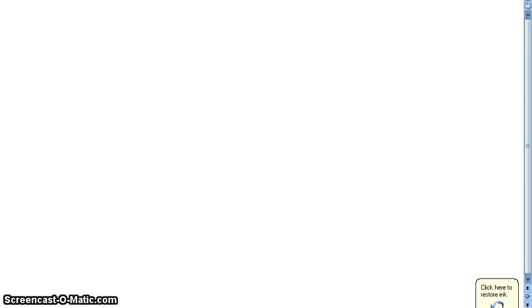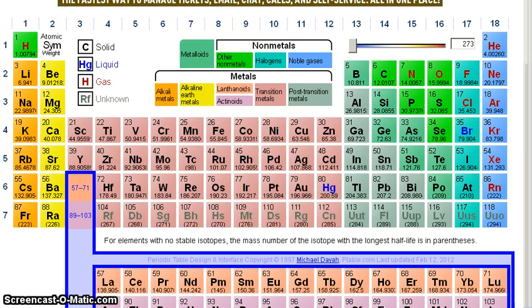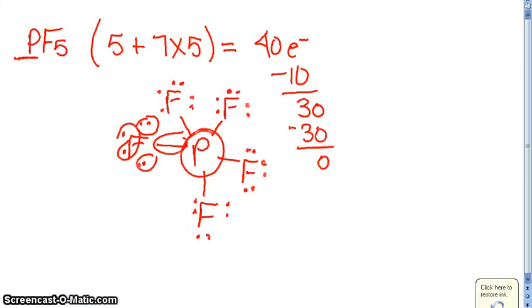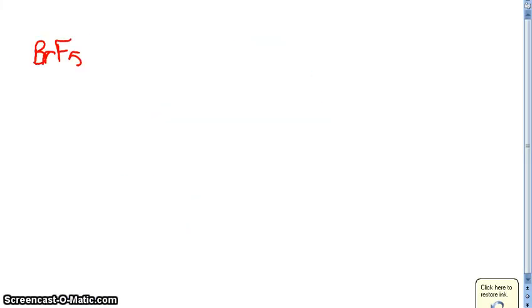For my next example, I'm going to do BrF5. Alright, that's bromine. So we're going to go back to our periodic table. And I have bromine in the 7th column, so it has 7 electrons. And again, fluorine is in the 7th column, so it has 7 valence electrons. And we're going to put Br as our central atom, because there's only one of him, and he's in the front. And we're going to surround it by the 5 fluorine atoms.